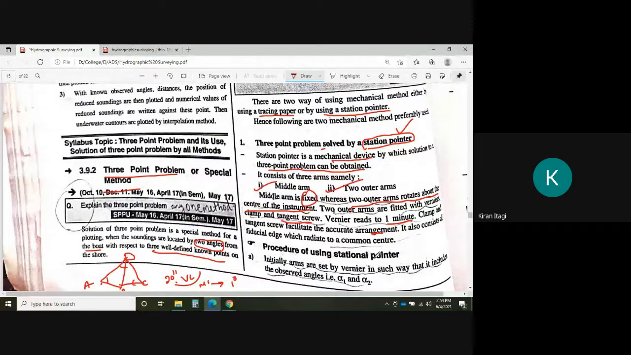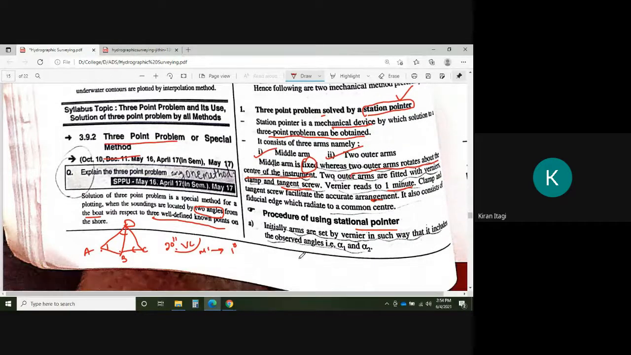Now, the procedure of using the station pointer. Remember very carefully. Actually, it is very interesting. Initially, the arms are set by the vernier in such a way that they indicate the observed angles. Just now I said alpha 1 and alpha 2 are to be adjusted there.